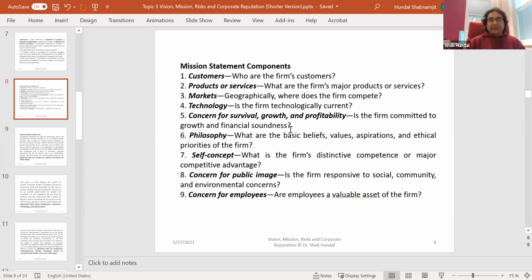That shows that they're also aware of their financial strength.